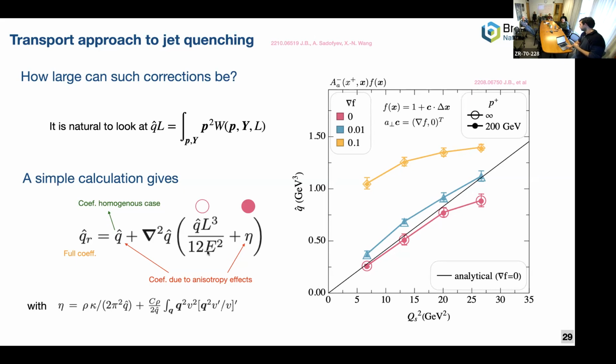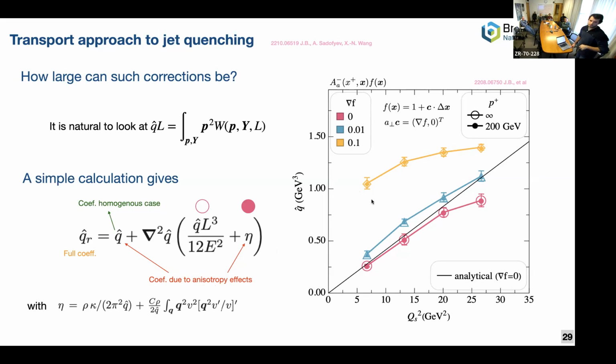These corrections are very small because E is typically very large, and this scale here is for sure much smaller than this one. But on top of that, what you can get is a correction which is energy independent, so it's leading order in the eikonal expansion. And you can compute it directly if you define a particular model for the medium.